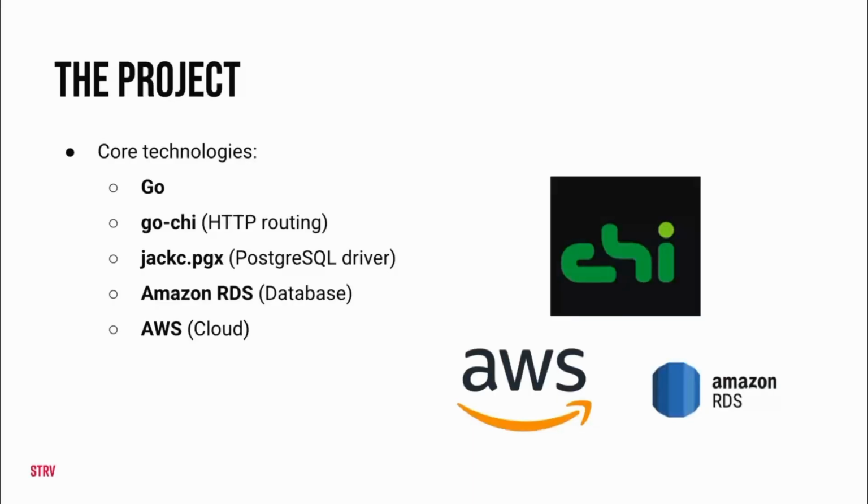So core technologies: the whole service is written in Go. We use Chi for HTTP routing. That's a library used a lot for routing. Then we have the PGX Postgres driver. We use Amazon RDS database, which is basically built on Postgres, and it's all deployed on AWS.